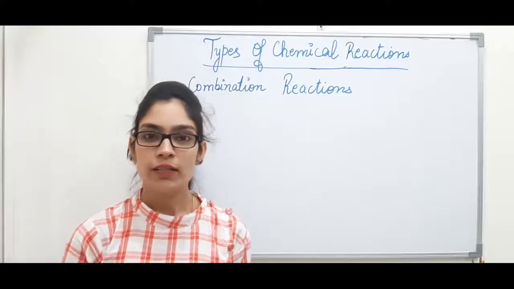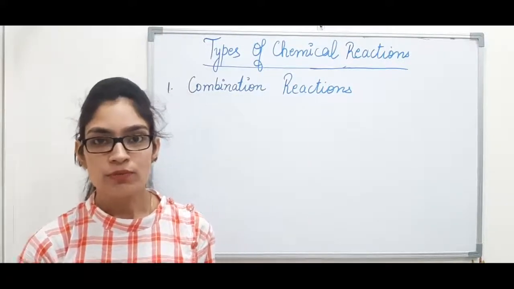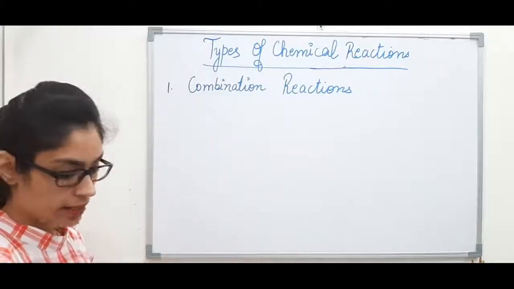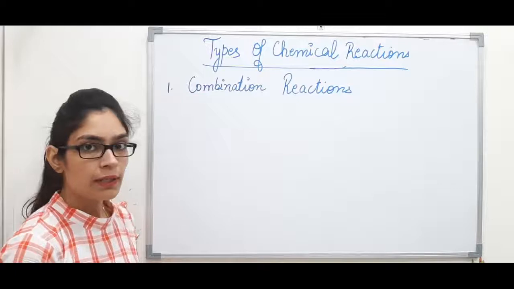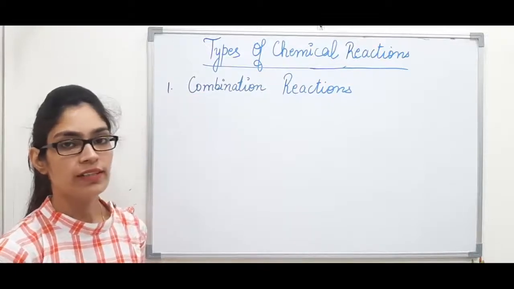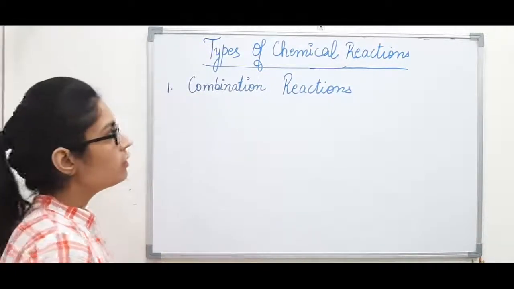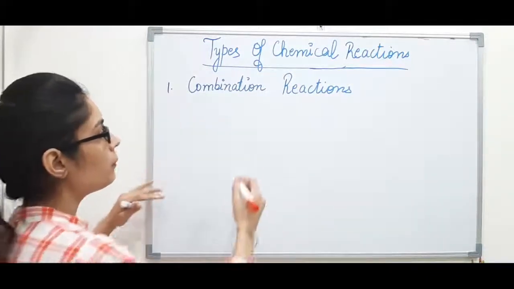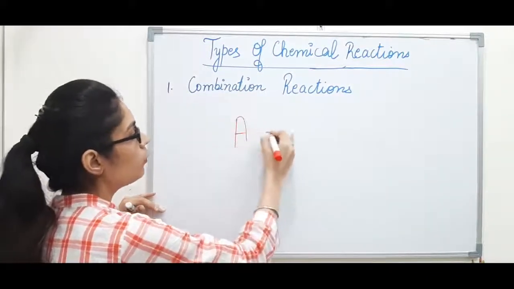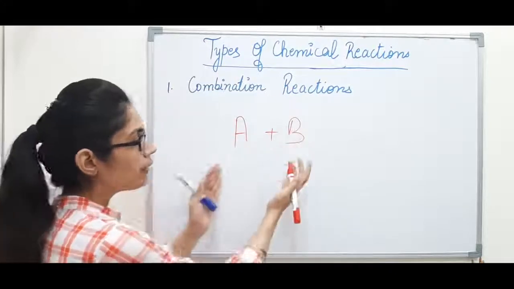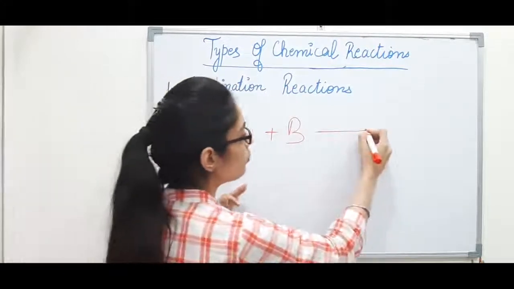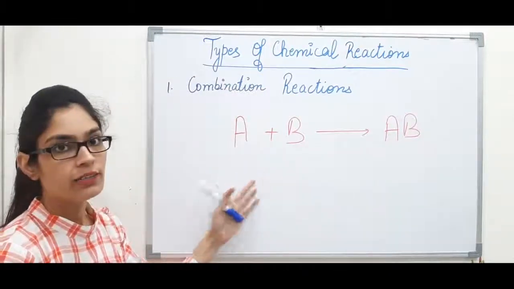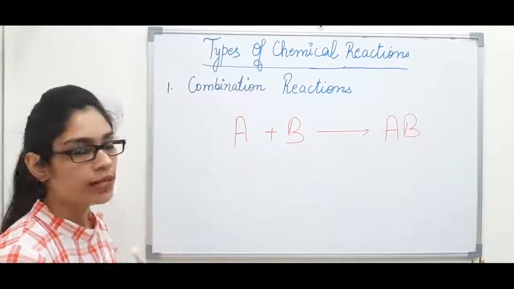Everyone, in this video we will do types of chemical reactions. The first is combination reaction. What is the meaning of combination? Yes, it is addition. So we will understand by the meaning of the word combination. Combination means when two or more reactants are added to give me a single product. This type of reaction is known as combination reaction.